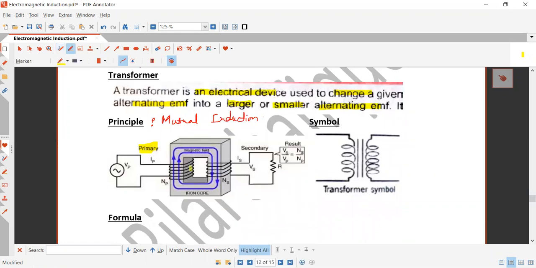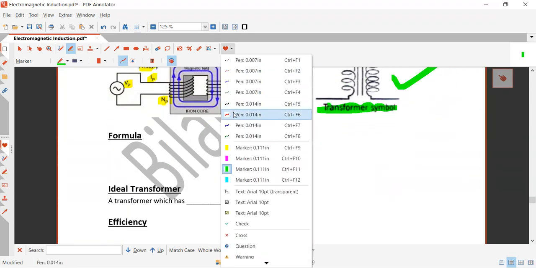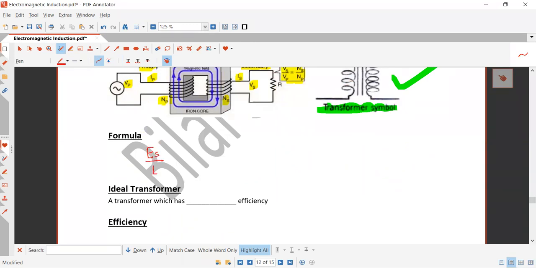So we have this primary coil, we have this secondary coil, and we have these number of turns of the primary and secondary coil, and we have these currents and this voltage in the secondary and primary coil, right, students? And this is the result that the voltages are directly proportional to the number of turns, right, students? And here is the symbol of the transformer. So what's the formula? Voltage of the secondary over voltage of the primary is equal to the number of turns of the secondary divided by the number of turns of the primary.